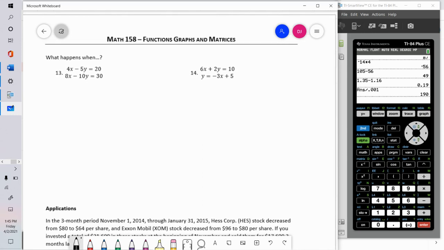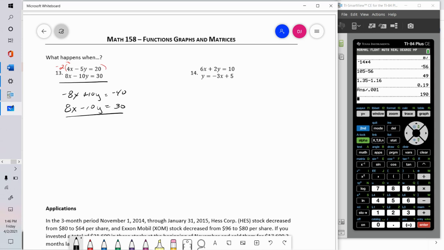But now let's look at a couple of situations that may occur. Let's look at this system here. I think what I'm going to do is multiply the top equation by -2 so that I get a -8x here. Notice that the bottom equation has a positive 8x, so those are going to cancel. -2 times the 5y is positive 10y equals -40. Bottom equation, like I said, starts with 8x. Ooh, that's interesting. Minus 10y equals 30.